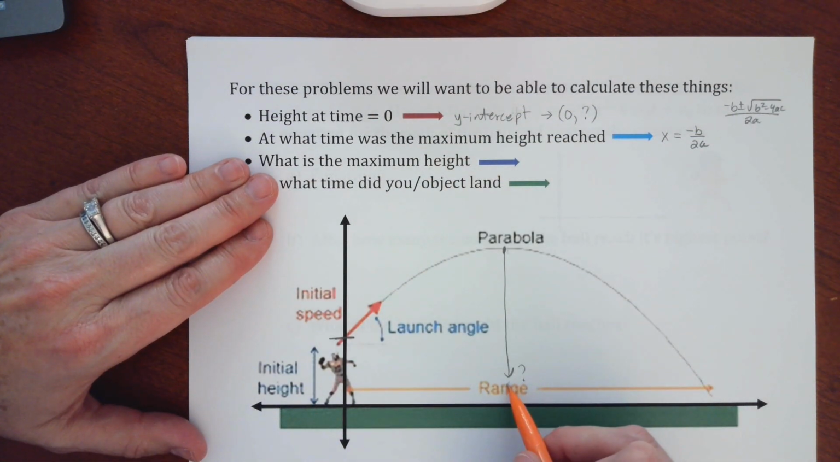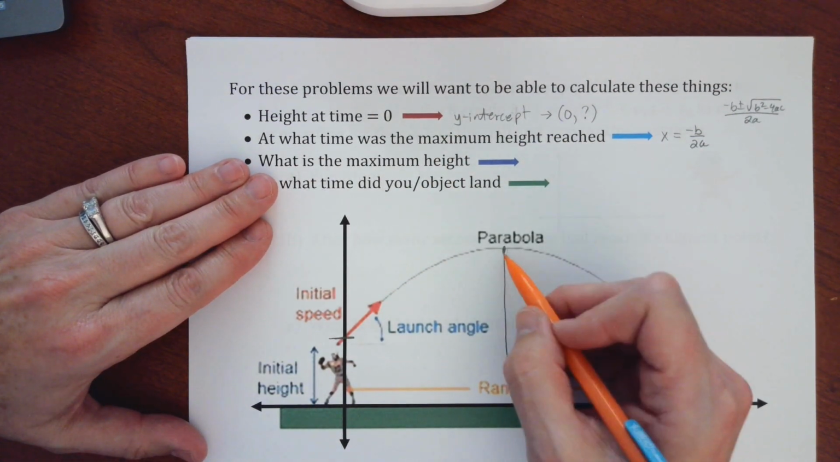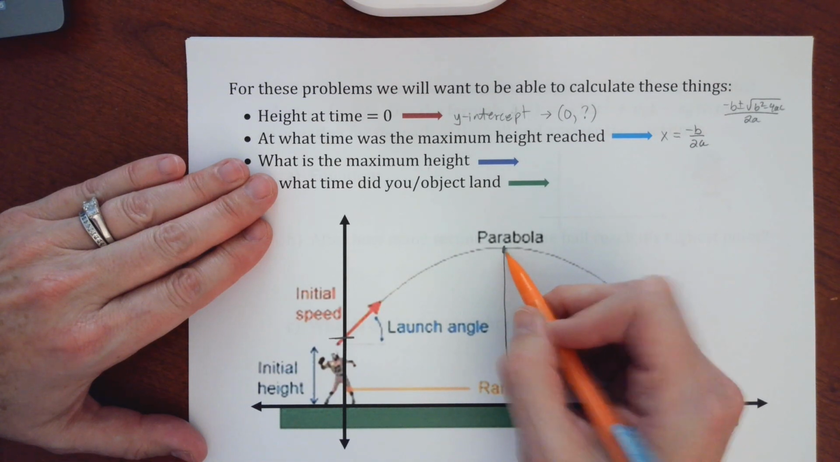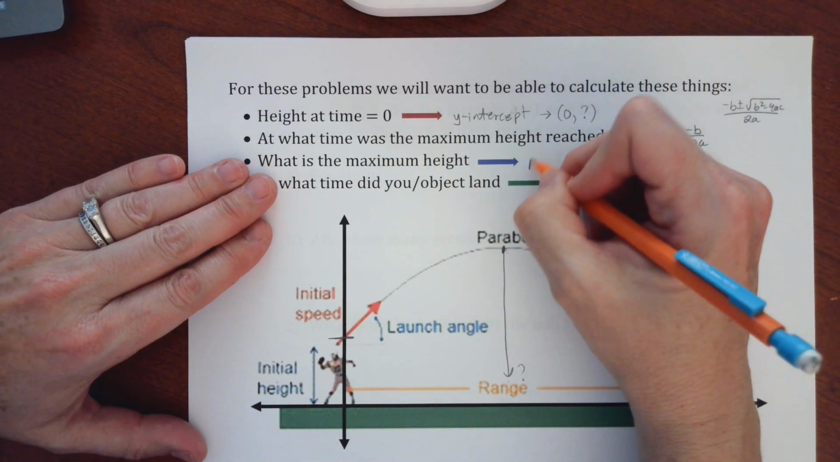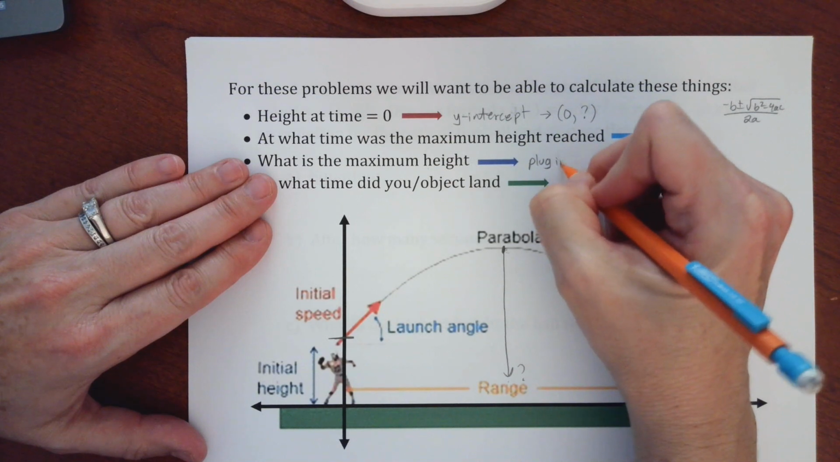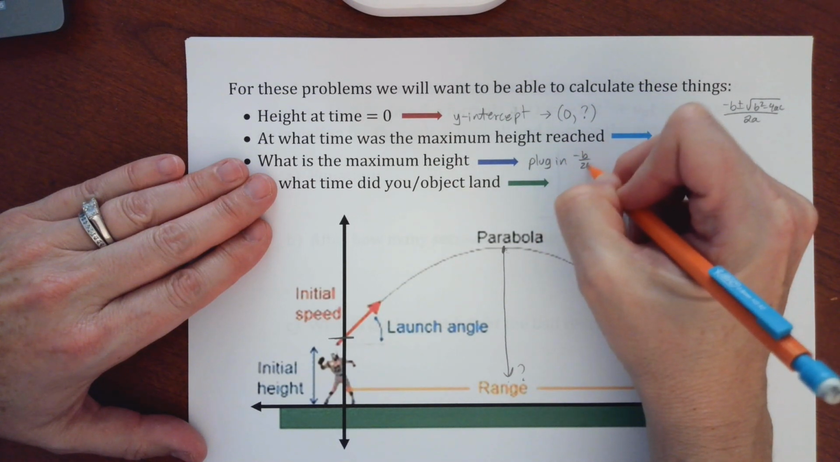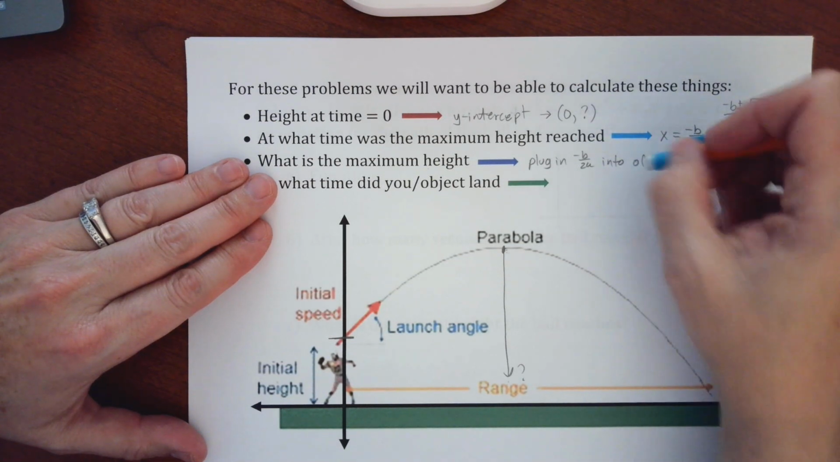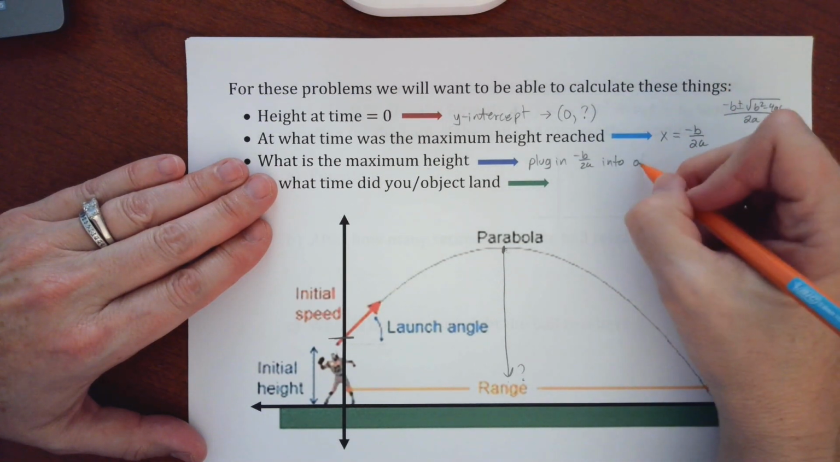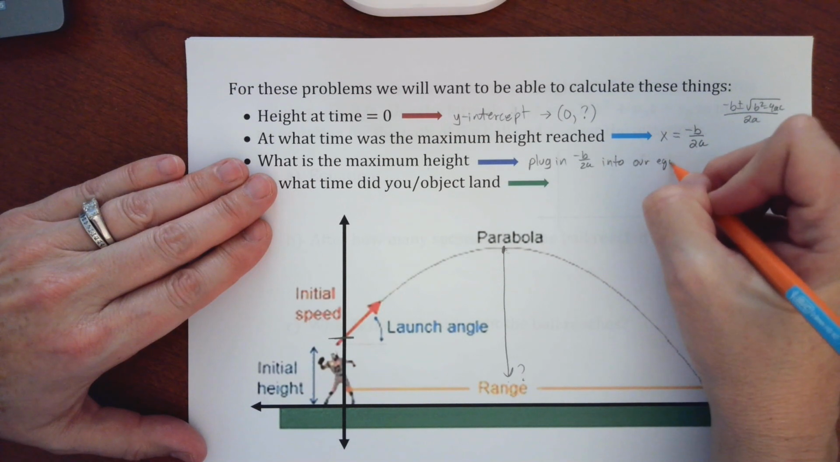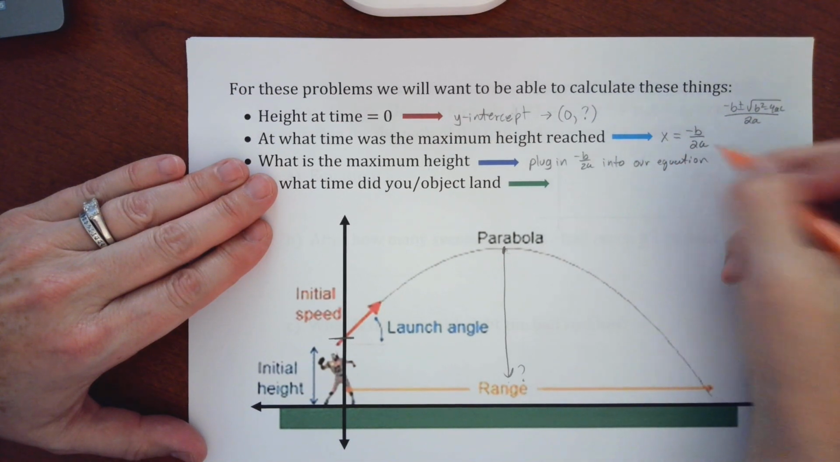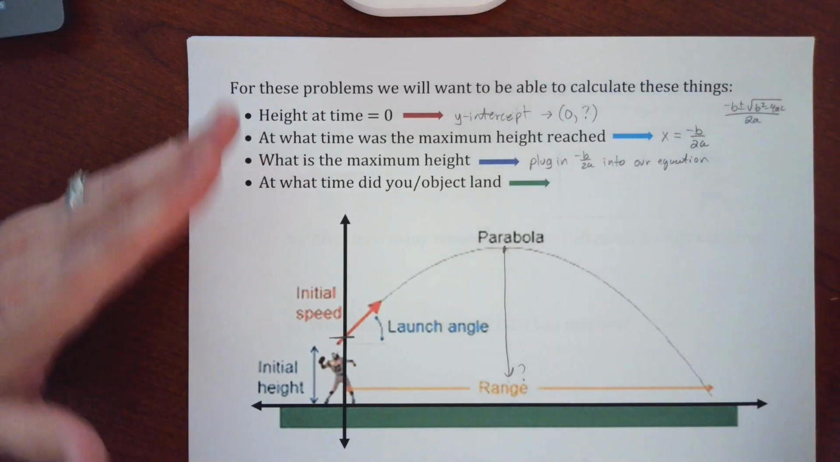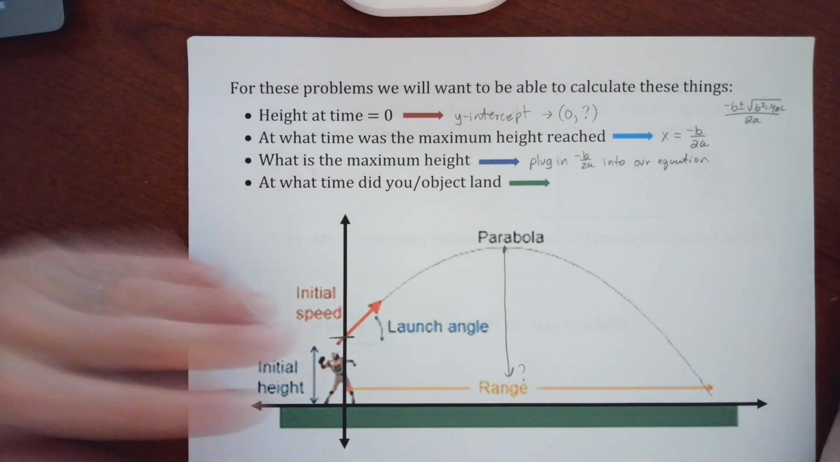Okay, and what is the maximum height? So if you know the x value, you want to know how high the thing was. Well, we are just going to plug in negative b over 2a into our equation. So when I find this number, I'm going to plug it into the original formula.